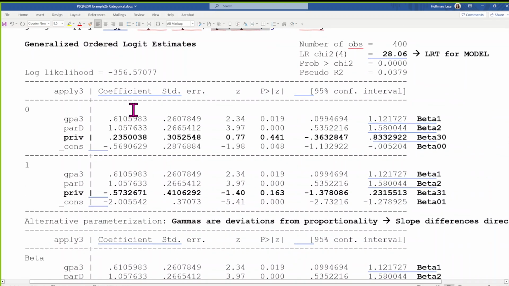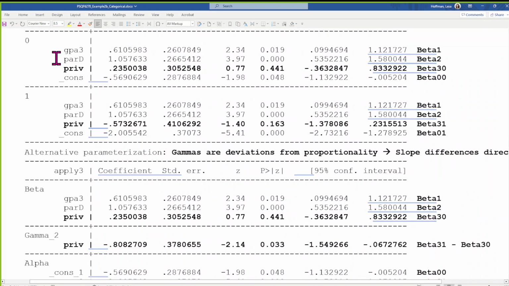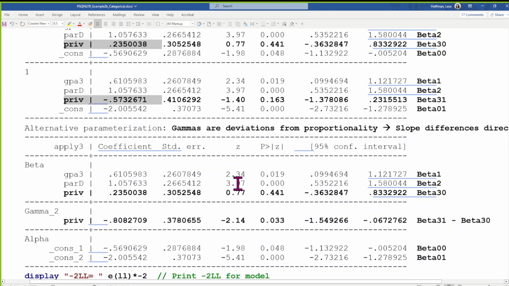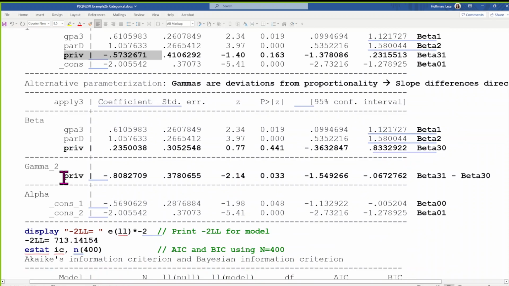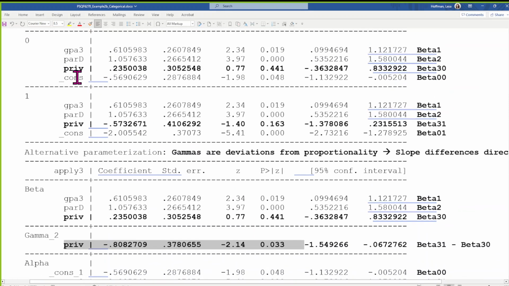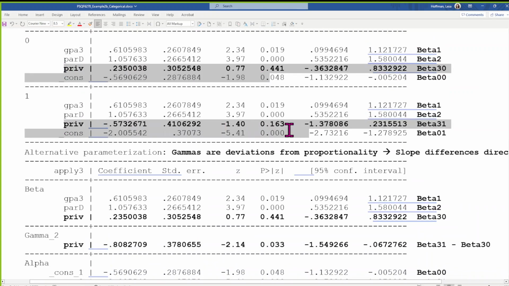It still spits out the output in the same format, but now you can see the GPA slope is constrained across, the parent slope is constrained across, and the private is different. The gamma option still tests the differences. There's only one difference, and it has a p-value of 0.033. So yes, the slope of private wants to be different across submodels, but within each submodel, it's not significant in the first place. So I probably wouldn't keep it if I were building this model for the sake of anything other than a class.